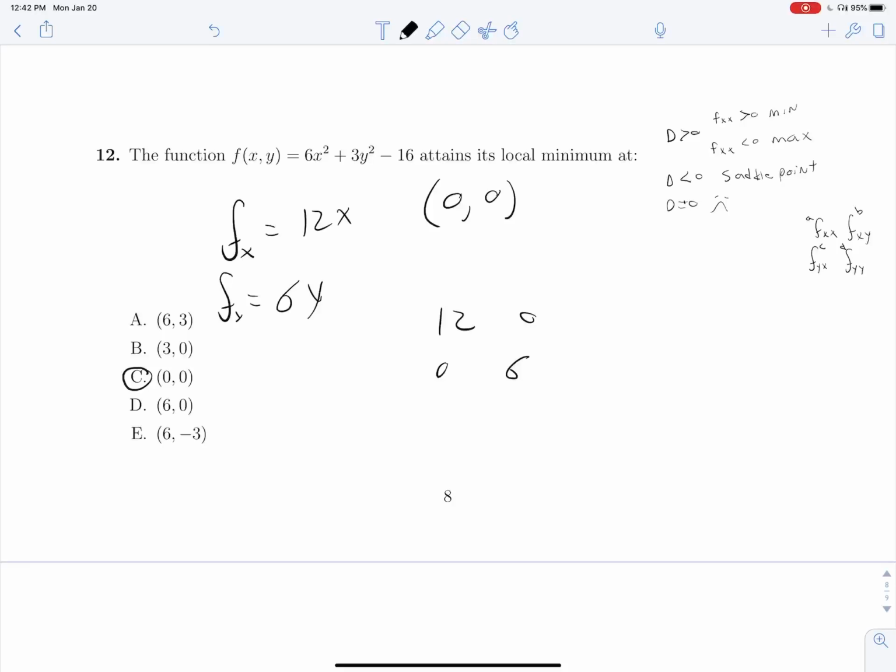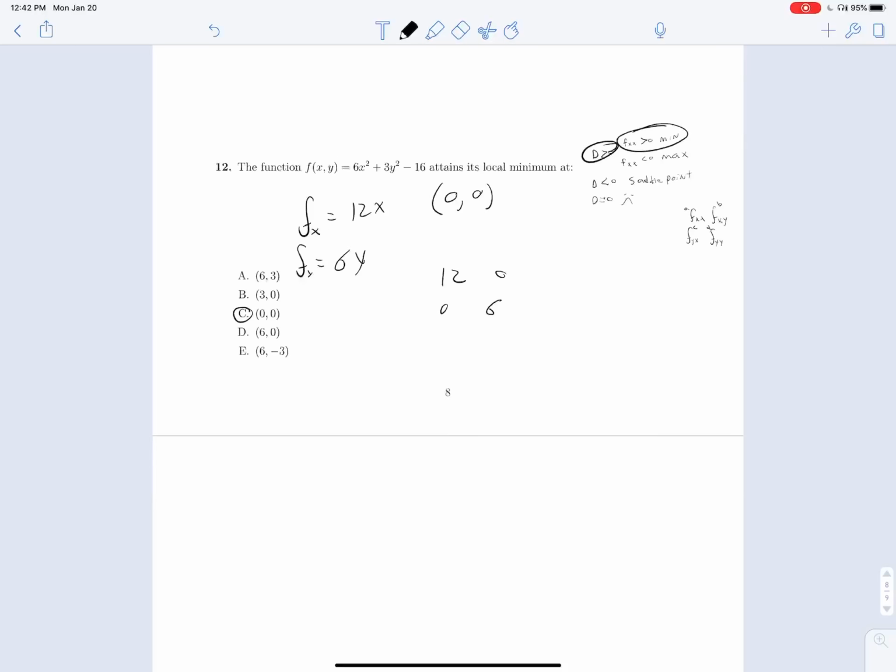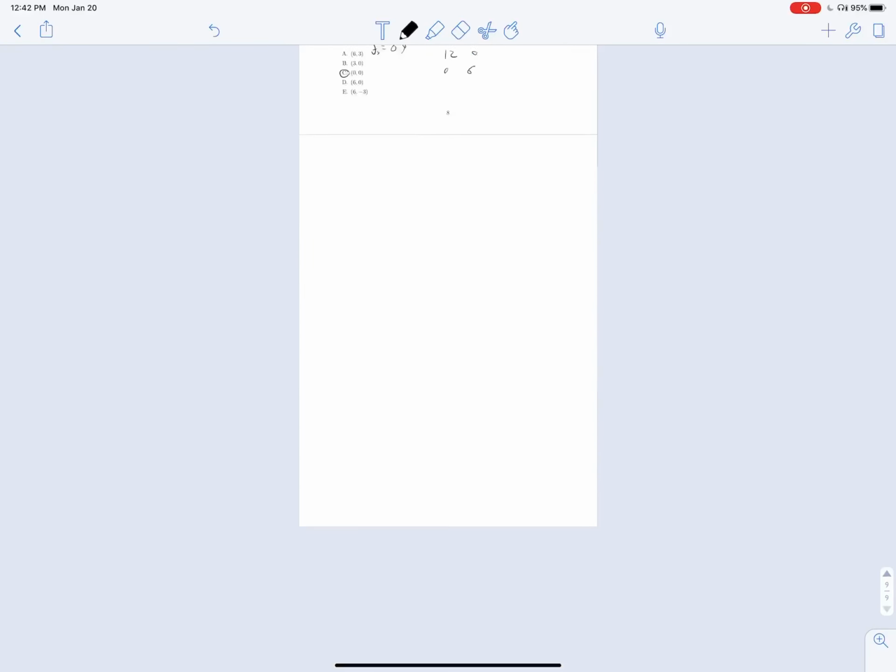So this discriminant is positive. We satisfy that condition, and fxx is greater than 0. So we have a local minimum at 0, 0. The answer to 12 is C.